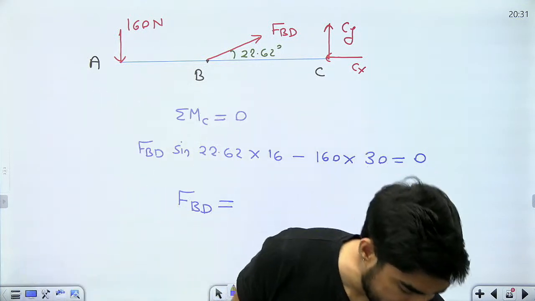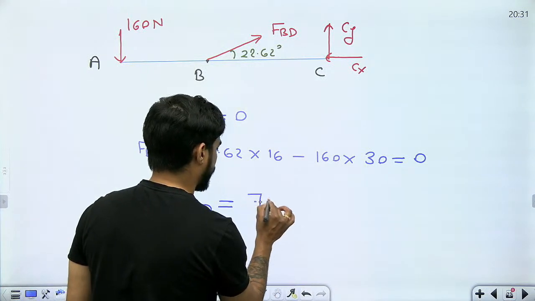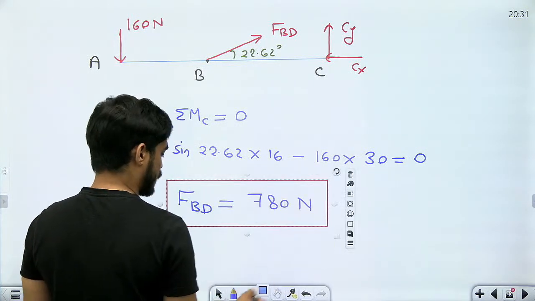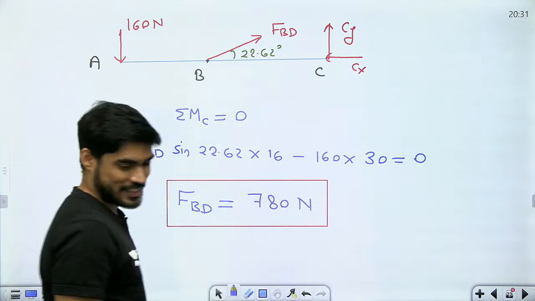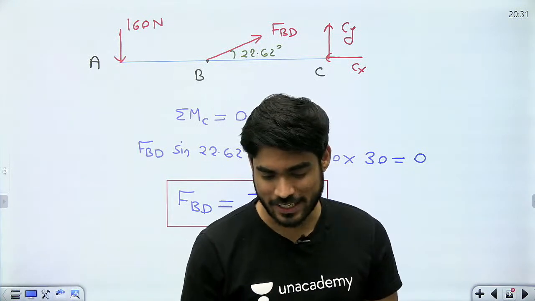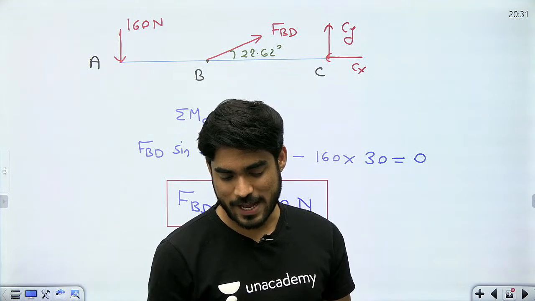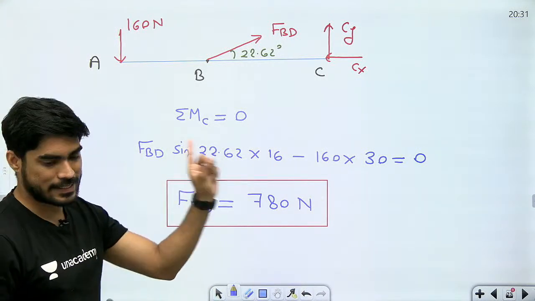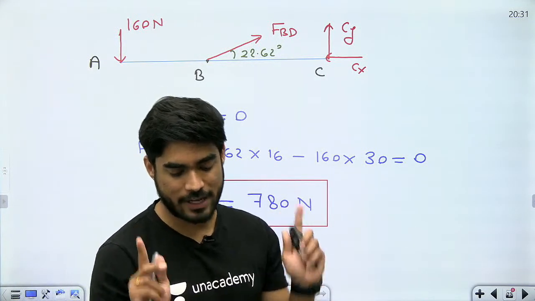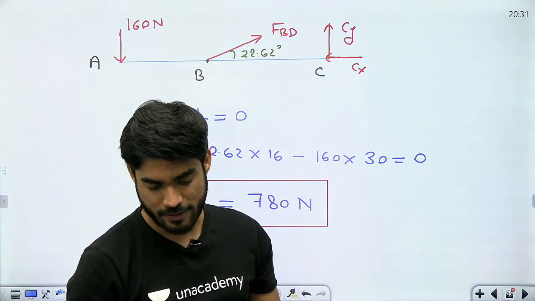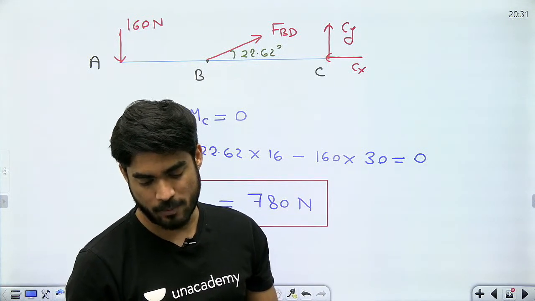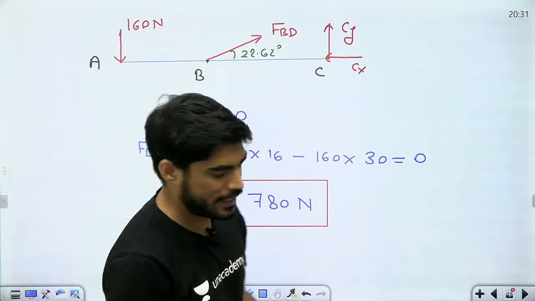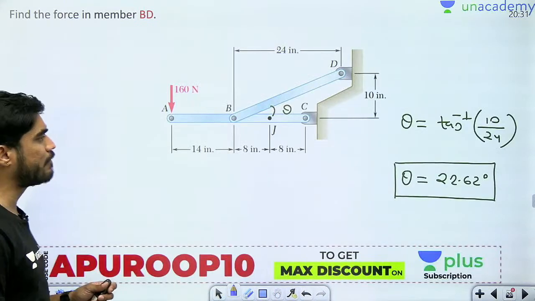Are you getting 779.99, almost 780 Newton? And this time we have good news. We are getting a positive answer, which means our assumption is true. Force in BD is 780 Newton and the direction which we have assumed is right. Very good Gaurav, very good Hemant. It is almost 780, something like 779.9999. So 780 Newton.